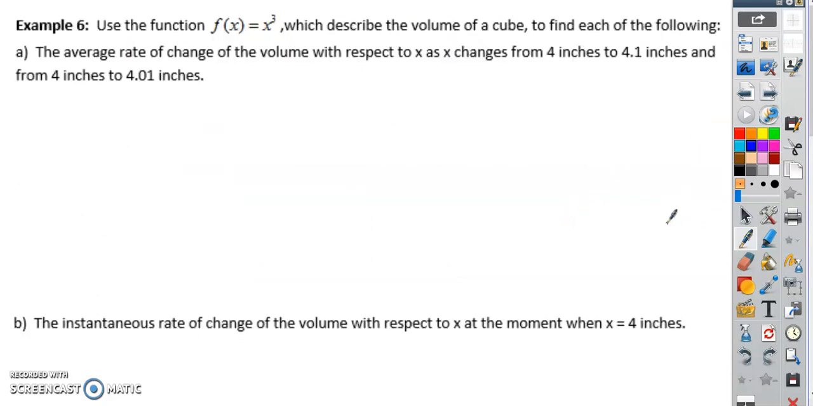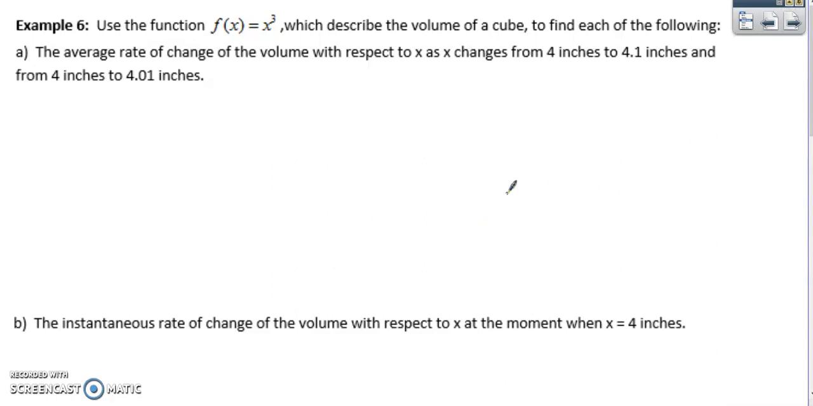So we're going to hop right into example 6 on your handout. And here's what it says. Use the function f of x equals x cubed, which describes the volume of a cube, to find each of the following. So we're going to answer 2 questions. Part A, find the average rate of change of the volume with respect to x as x changes from 4 inches to 4.1 inches and from 4 inches to 4.01 inches.